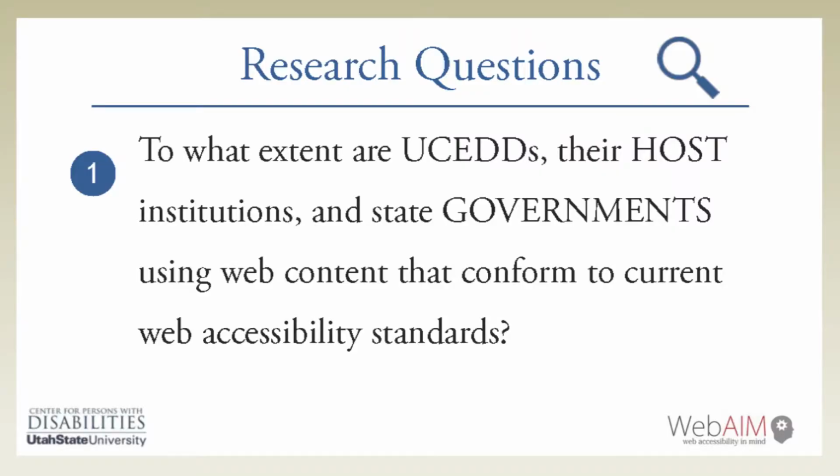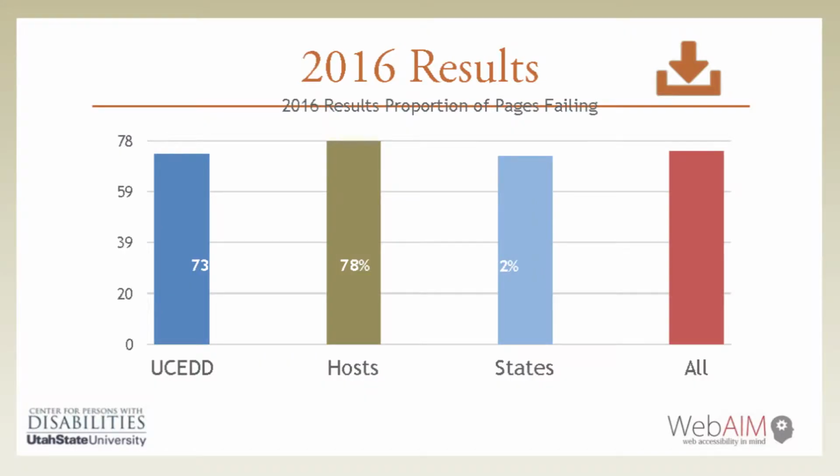Okay, so I'm going to talk really quickly about our main research question, again, for the general web accessibility stuff, but it's kind of interesting. So if you look at USED's hosts and the states, you can see that they were all up in the 70s. Now what we're referring to is what percentage of pages contained errors. And you can see the average of all of them is 74%.